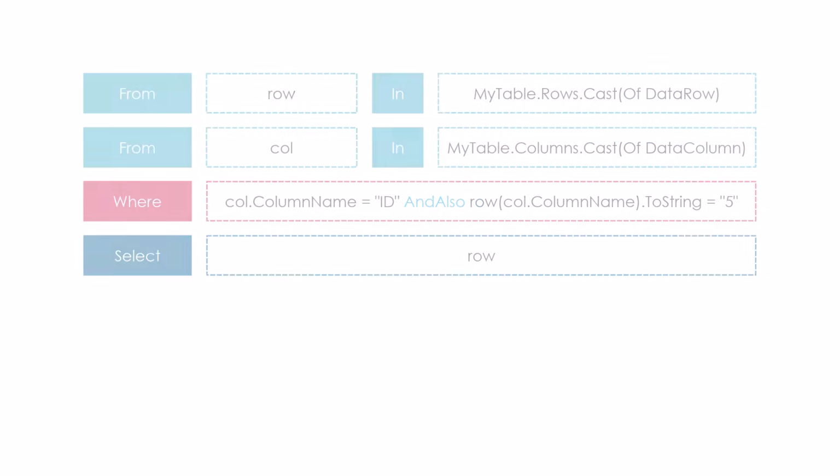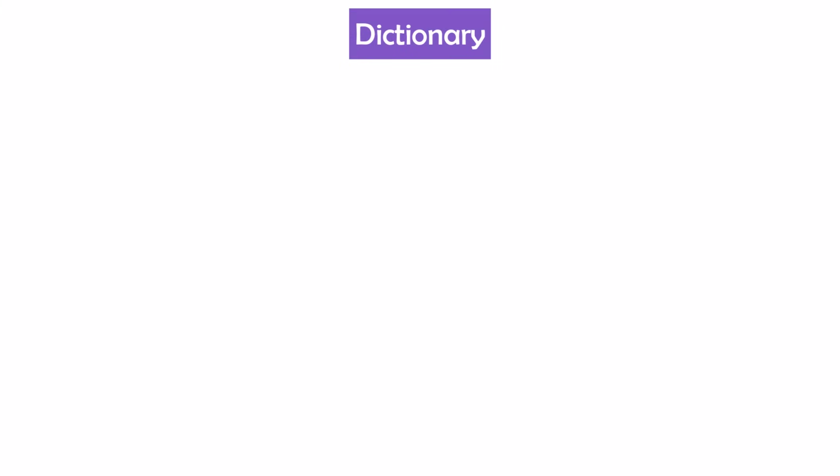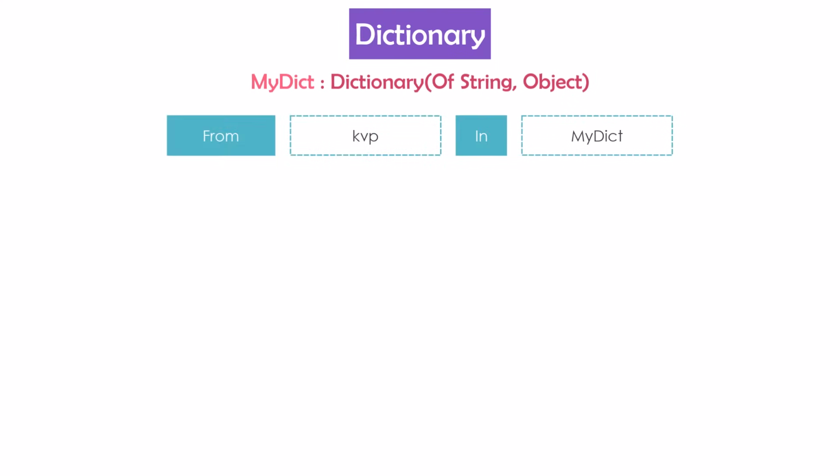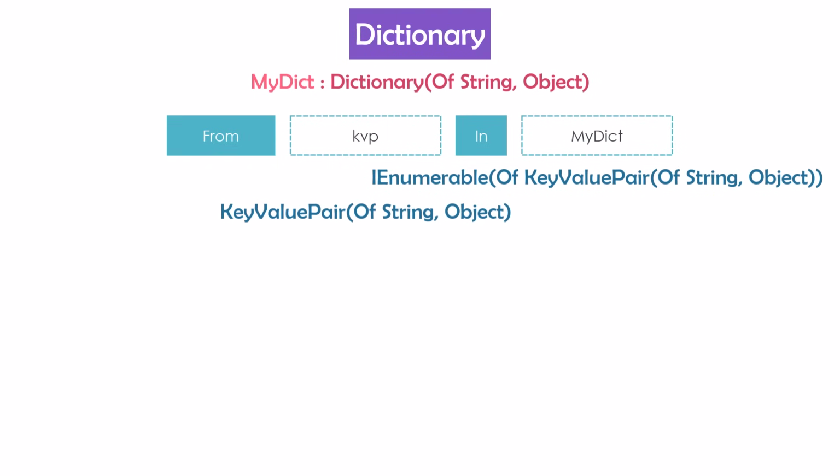Let's move on to the next type, Dictionary. I have for example the following variable of type Dictionary of string, object. I can write the statement as following. The data source is now of type IEnumerable of KeyValuePair of string, object. The range variable is of type KeyValuePair of string, object.